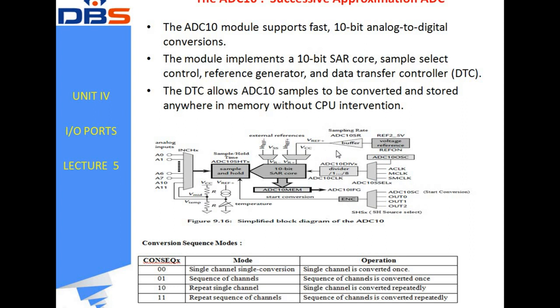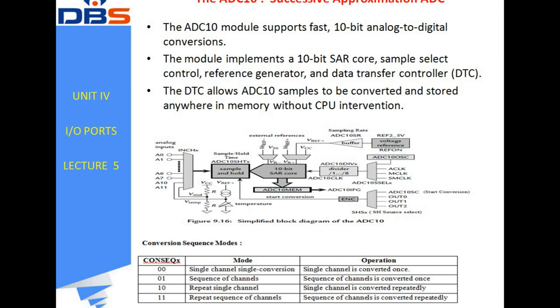The software selectable on-chip reference will be from 1.5 volts to 2.5 volts, and it has 12 external input channels, and the conversion rate for the internal temperature sensor, VCC, and an external reference.